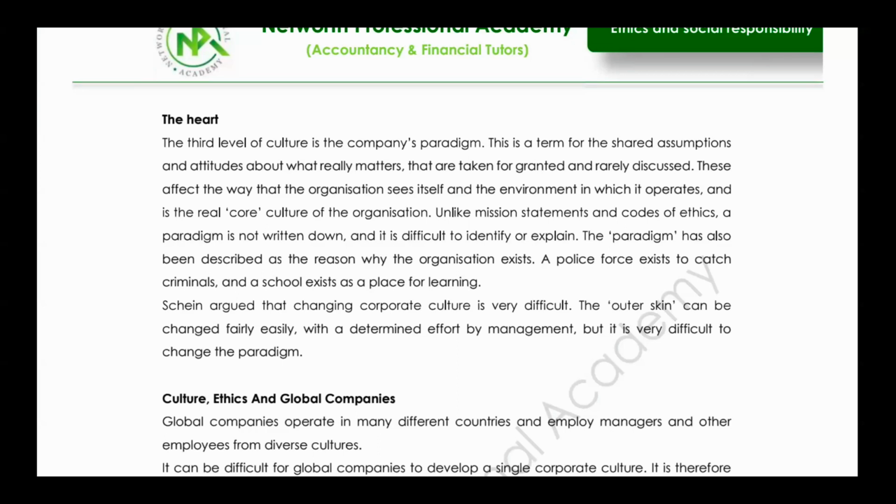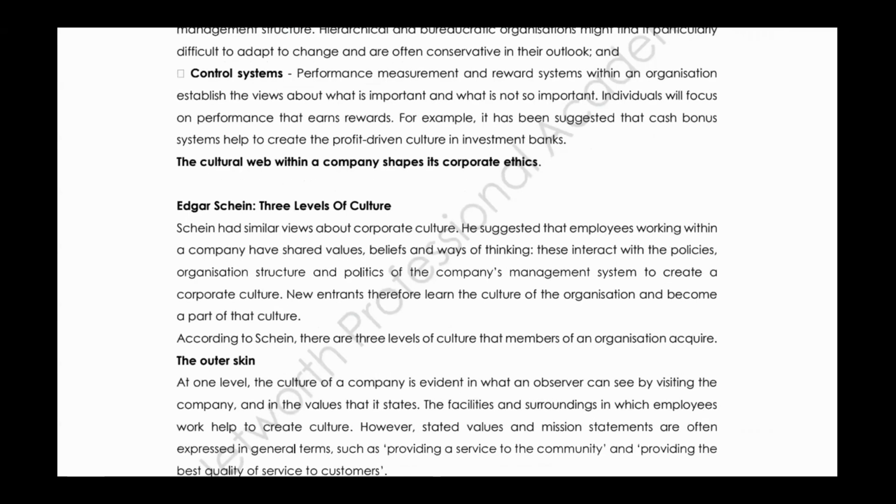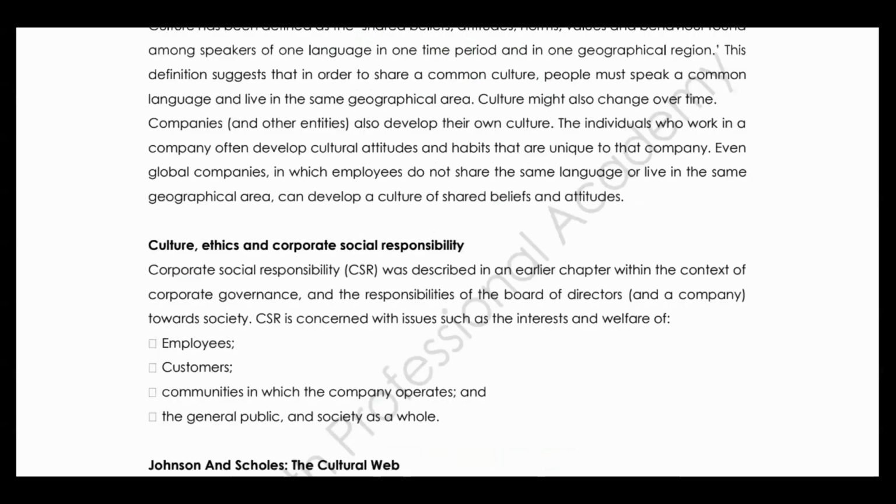Do you get it? For some, it's professionalism. For some, it's inclusion, and that is all that there is to the levels of culture according to Edgar Schein. Guys, please note, what Edgar Schein is saying is not the same as what Johnson and Scholes is saying. Levels of culture, workplace culture, or company culture, that's Edgar Schein's perspective. Corporate cultural web is Johnson and Scholes. Guys, don't mix it up.